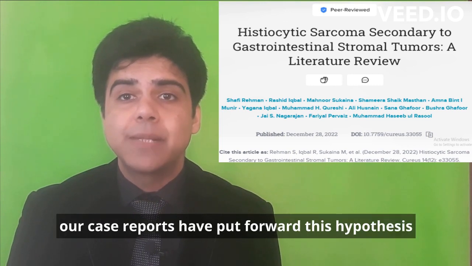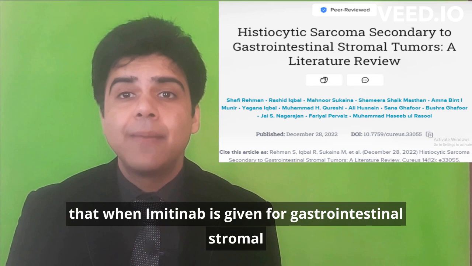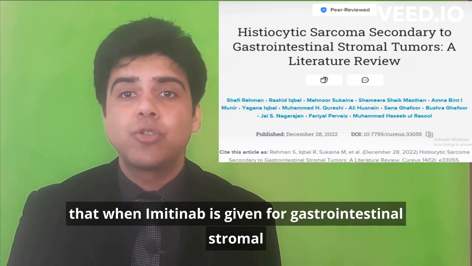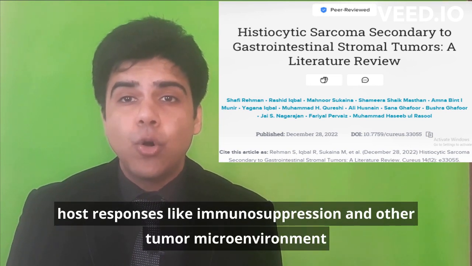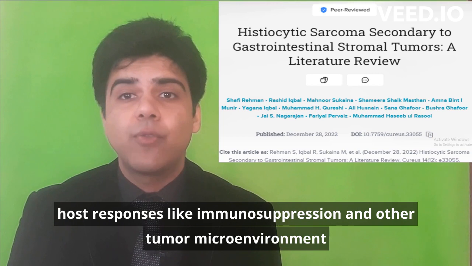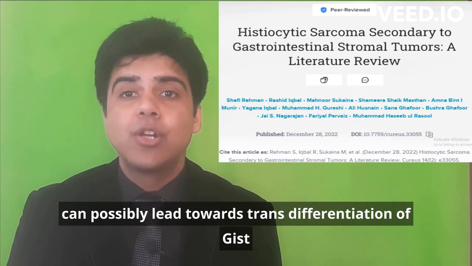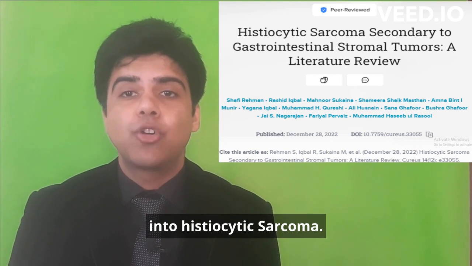In one of our case reports, they have put forward the hypothesis that when imatinib is given for gastrointestinal stromal tumor, along with imatinib, other intrinsic host responses like immunosuppression and the tumor microenvironment can possibly lead towards transdifferentiation of GIST into histiocytic sarcoma.